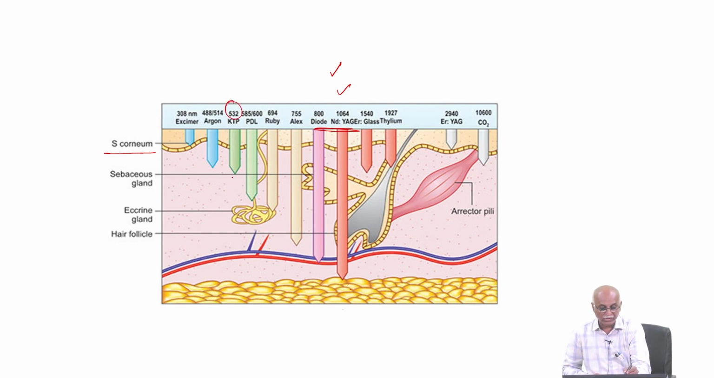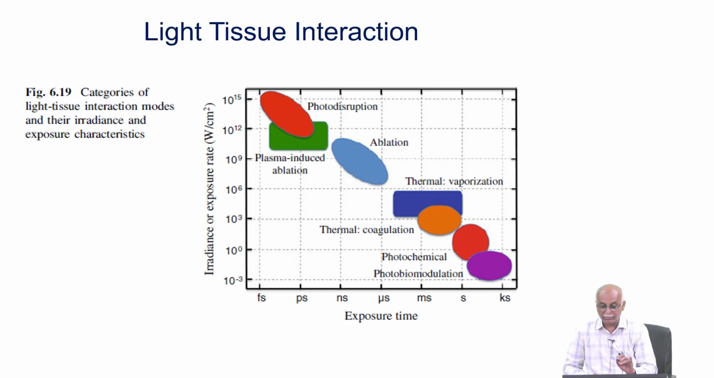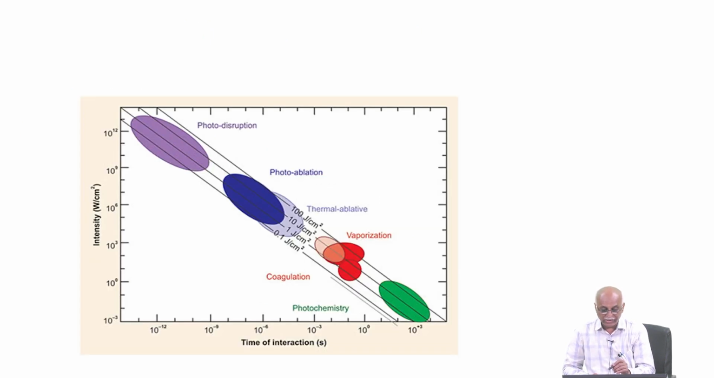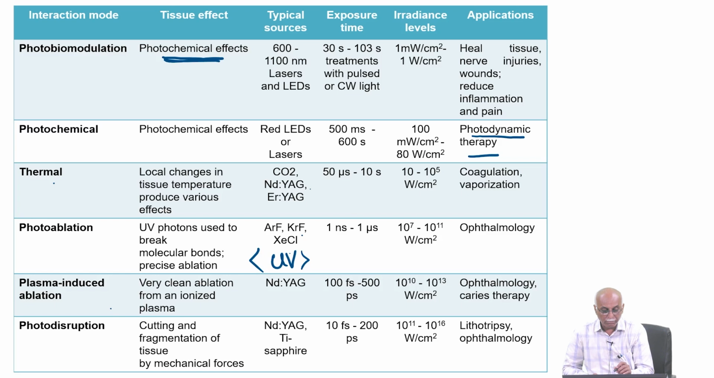532 nanometer is green color, and it can reach up to the sebaceous gland. So, this is in general the depth.